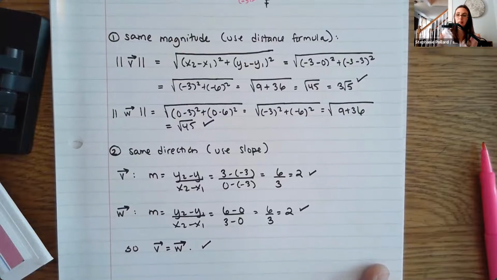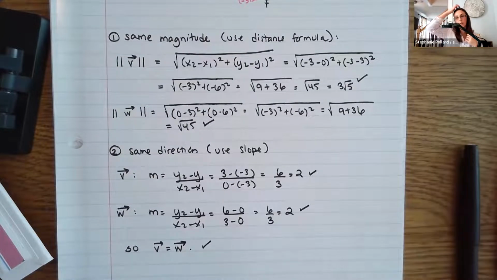So again, start visually. And if it doesn't make any sense at all, like going in totally different directions, or clearly one is much longer than the other, then it's probably pretty easy to say that they are not the same. But if they look like they could be the same, now we've got to do the algebra and we have to actually check.